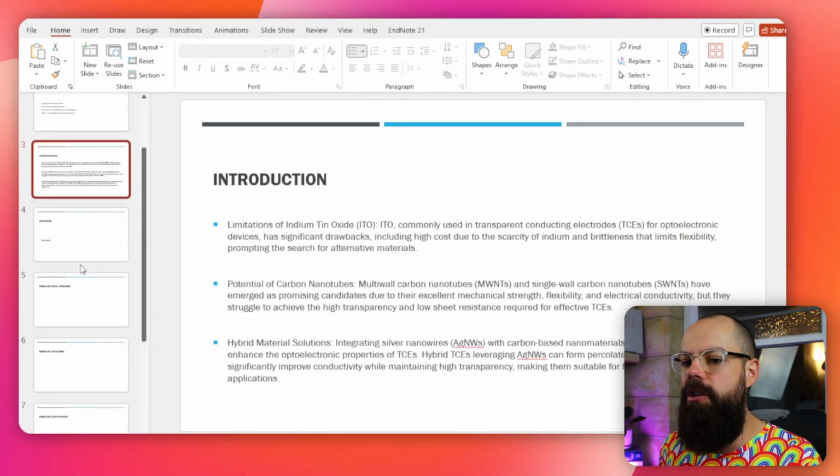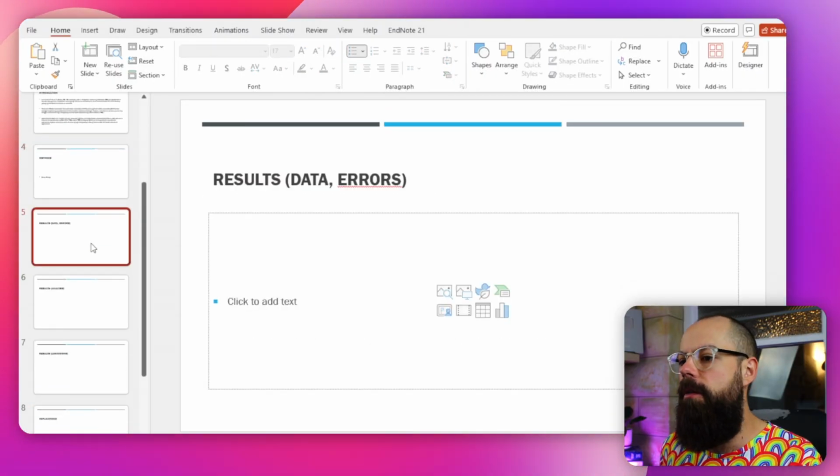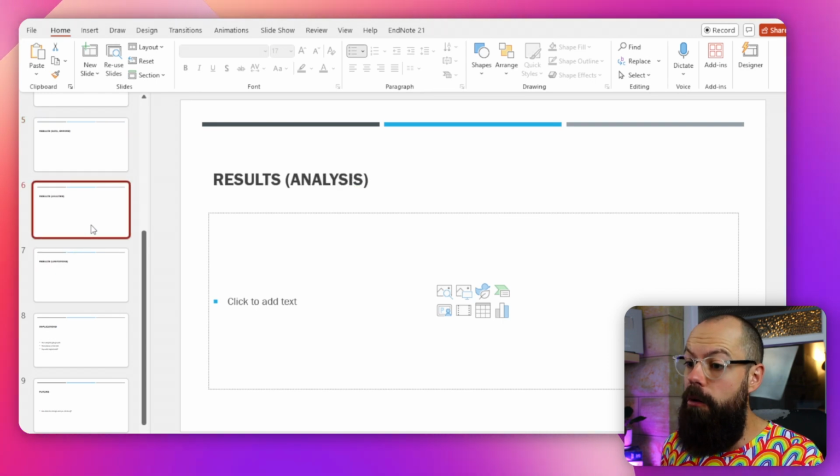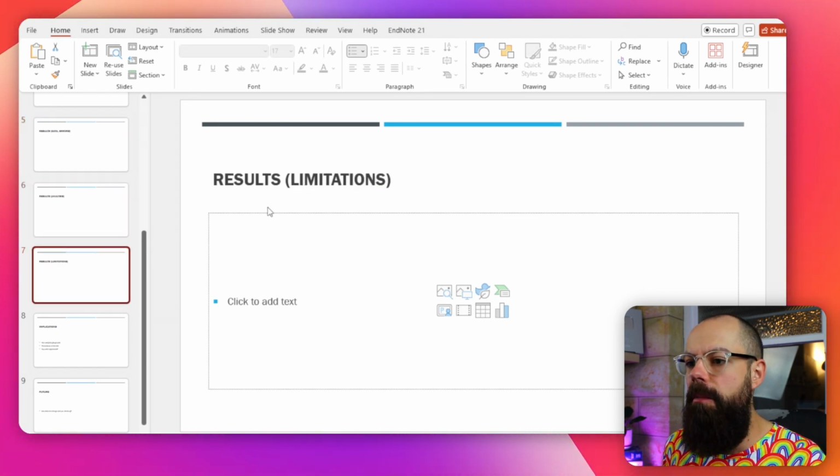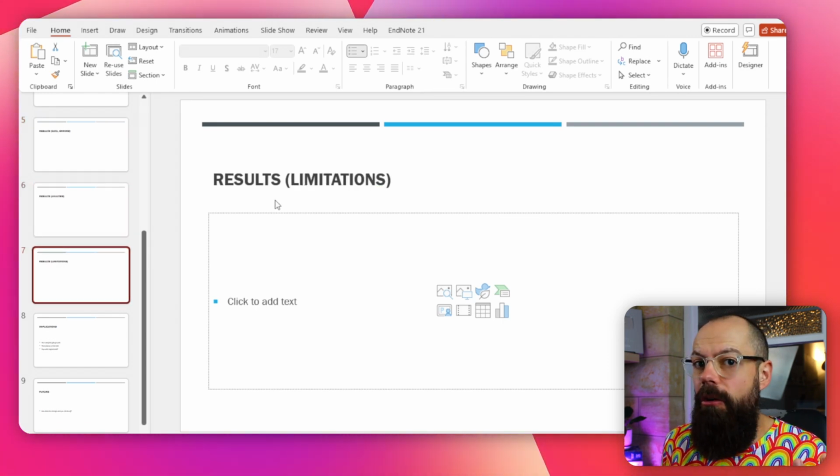Then we've got introductions, then we've got methods, then we've got results, then we've got results analysis, if that's applicable, then we've got results and limitations. What didn't you like about this experimental setup? What didn't you like about the analysis? This is your ability to put that critical twist on what you're presenting.